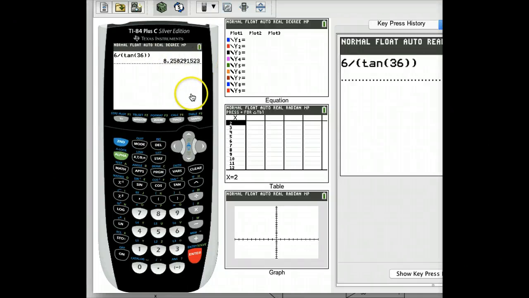And I have my solution here. The directions on this worksheet tell you to round to the nearest hundredth. So hundredths place is the second decimal place. Since the third one's an 8, we're going to round it up. So we're going to say that x is approximately 8.26.